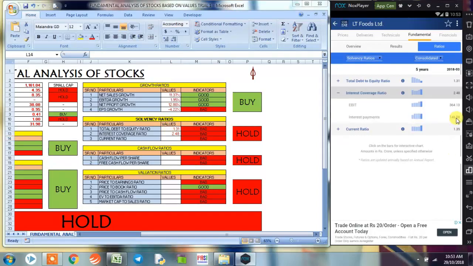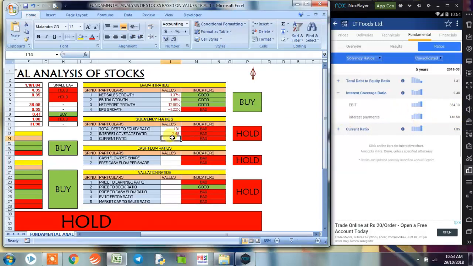Now coming on to interest coverage ratio, it is 2.48. Now when we click on 2.48, we get to know that the earnings before income tax is 364.13 crores, whereas the interest that the company is paying is 146.58 crores. Now coming on to the current ratio, it is 1.35. Overall solvency ratio has not given us a signal to invest in this company at this point of time.